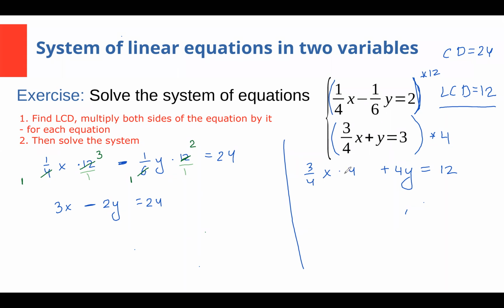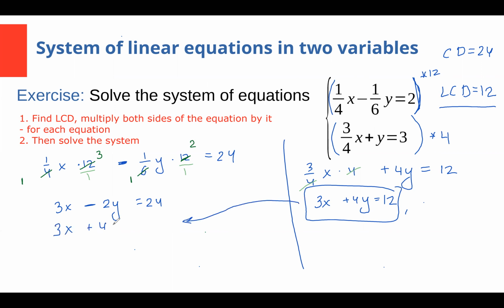The second one is easy because you could see the similar cancellation over here. Cancel 4s, right? Get 3x plus 4y equals to 12. So now what I can do is I can form them into one system. Let me move this one over here. So 3x plus 4y equals to 12. So this is my new system without any fractions, and I'm going to solve it, right?